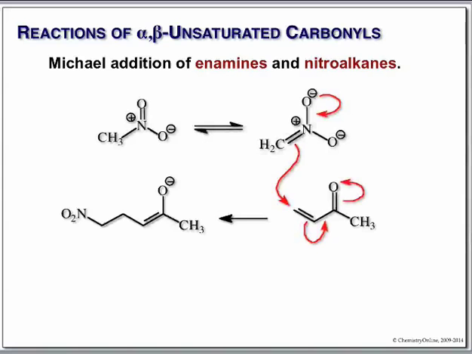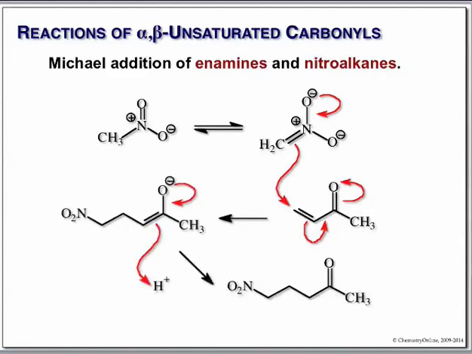We move the electrons up to form an anion. When this anion collapses, it will pick up a proton here. And our final product is the nitrocarbonyl compound. The lesson here, I suppose, is that nitroalkanes have nice electron density, and they're good Michael reactants.